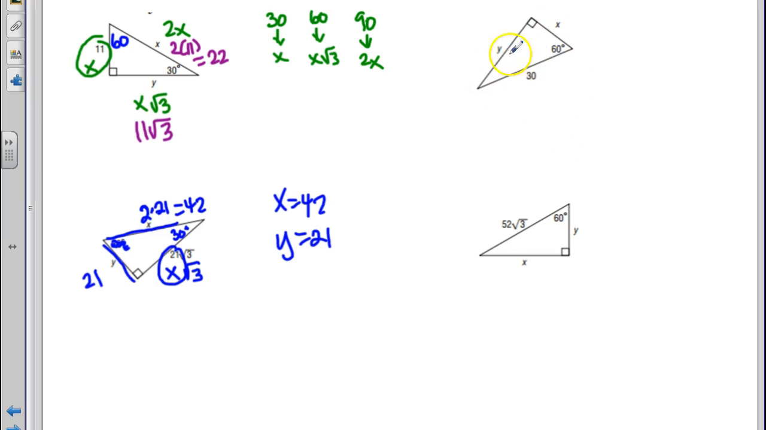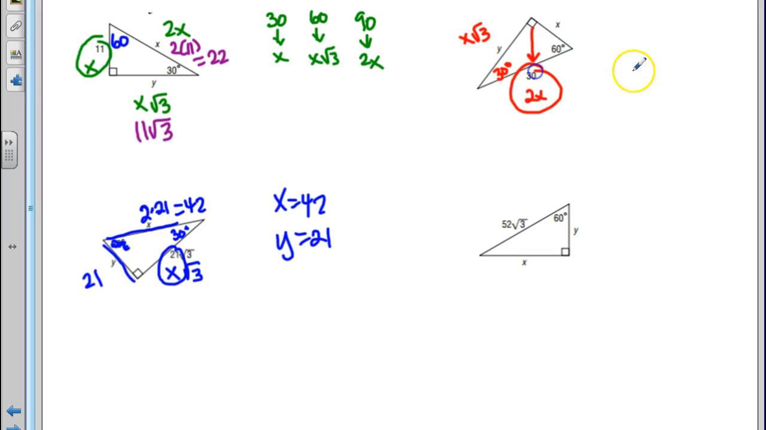All right, let's look at this one. So this is the 30-degree. They gave us the side opposite 30. I mean, opposite the 90-degree angle, 30 in length. All right, so remember, this is 2x. Opposite 60 is x times the square root of 3, and opposite 30 is x.